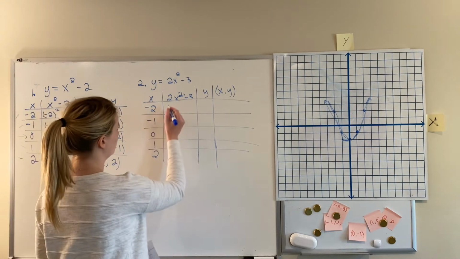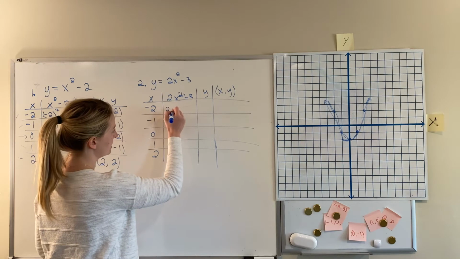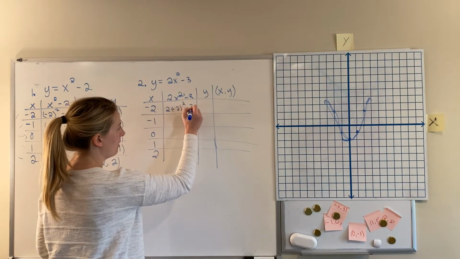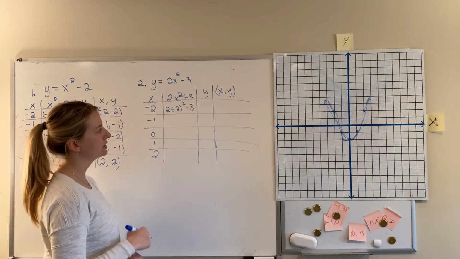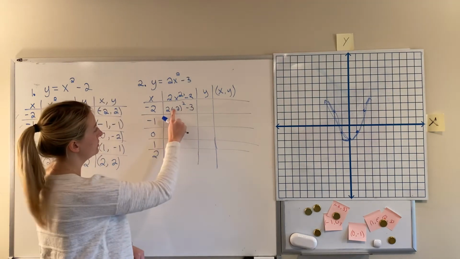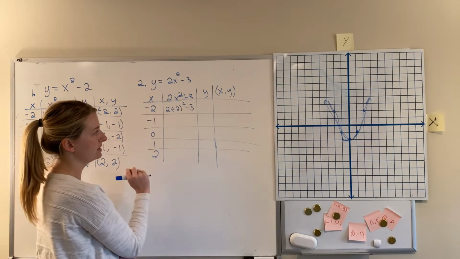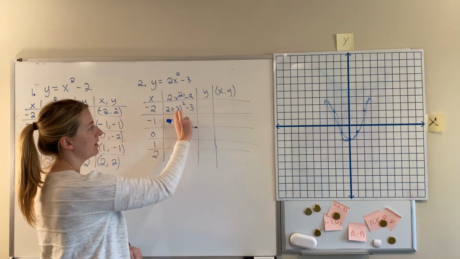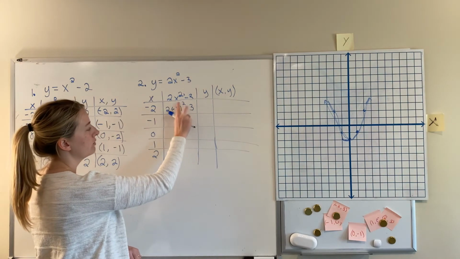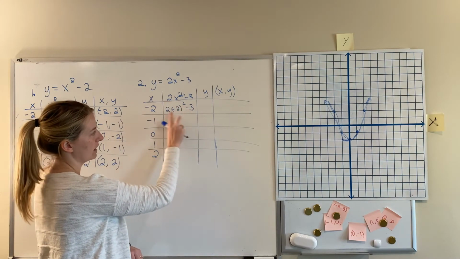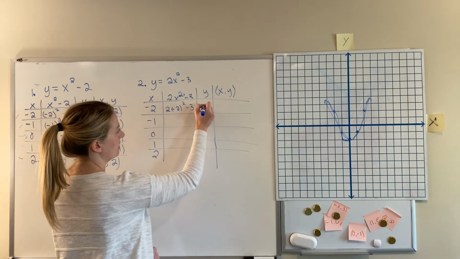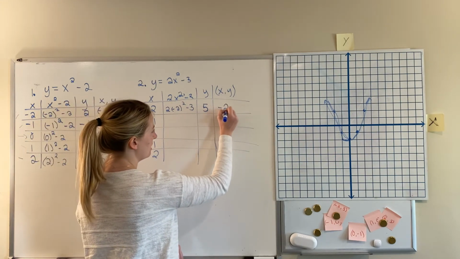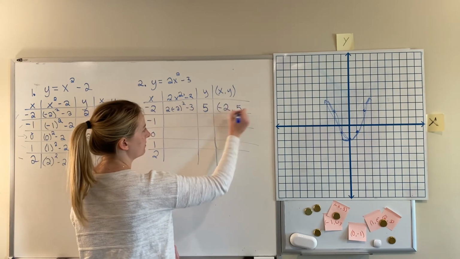So starting with negative 2, I have 2 times negative 2 squared minus 3. So going through it slowly, start with squaring it. So negative 2 squared is positive 4. Take this value and multiply it by 2. So we had negative 2 squared is 4. 4 times 2 is 8. And now subtract 3. 8 minus 3 is 5. Your ordered pair now is negative 2, comma, 5.